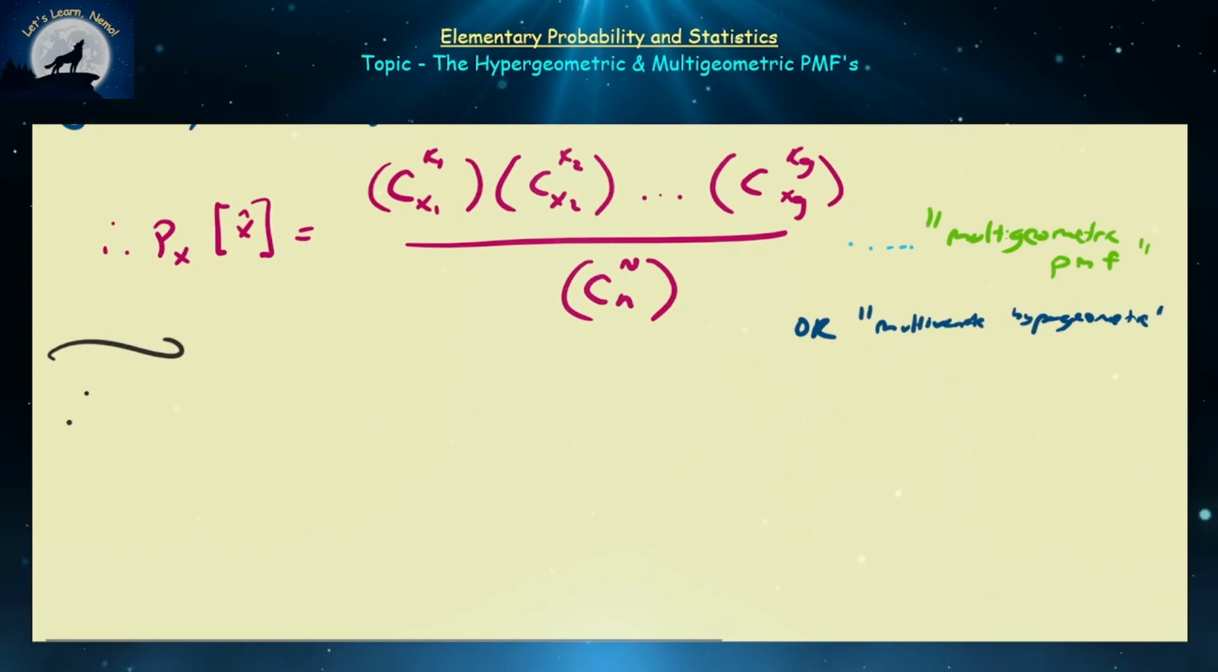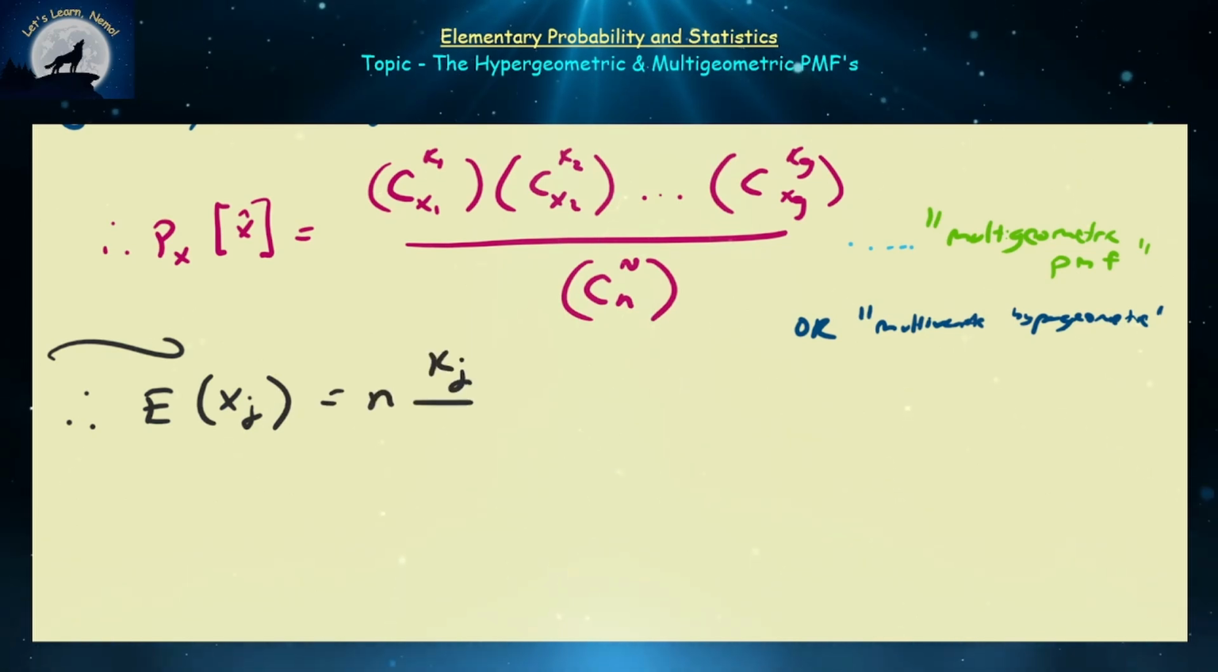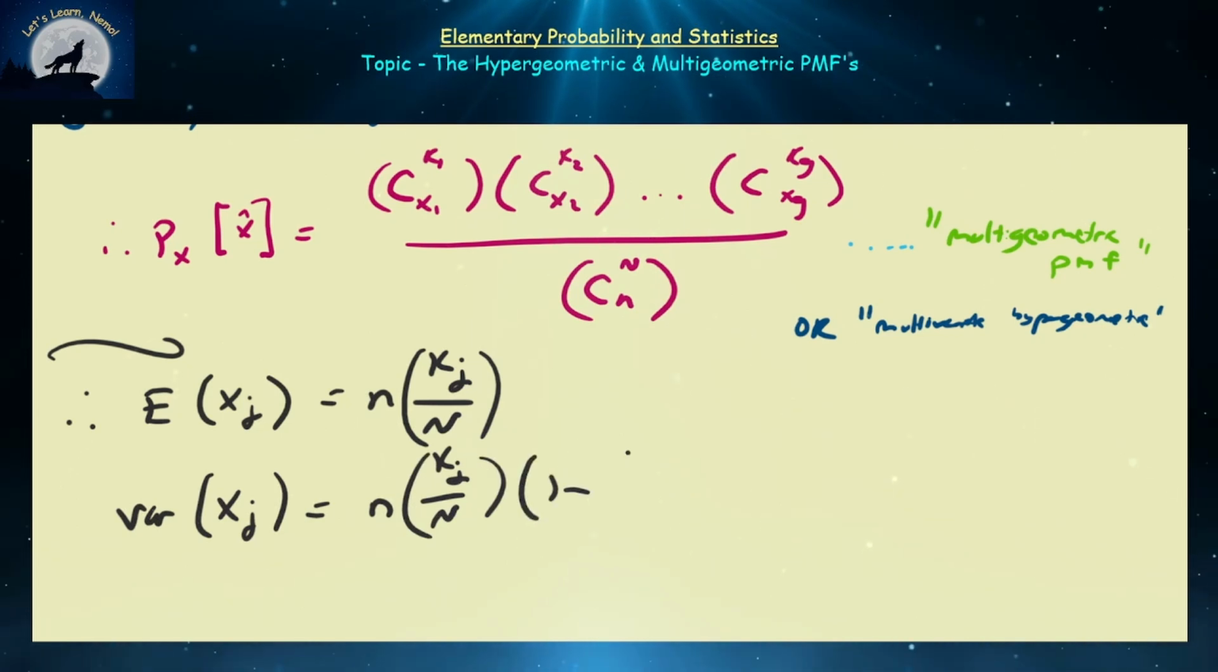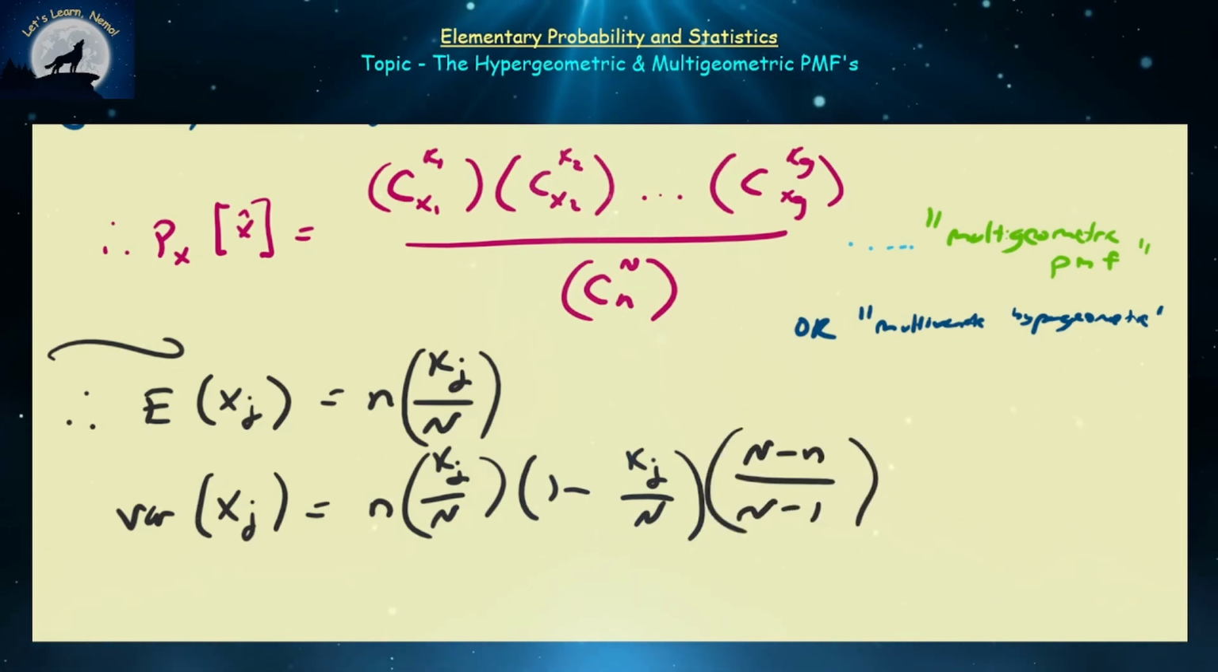So some formulas that you probably can guess. The expected number of objects of type j, where j ranges from 1 to g, will be equal to n times k_j divided by our population size M, and the variance of X_j will be equal to n times k_j all over capital M, 1 minus k_j over capital M, so that's np(1 minus p) in disguise, and then capital M minus little n over capital M minus 1, our little finite population correction factor. So those are the theoretical aspects associated to a multigeometric distribution.